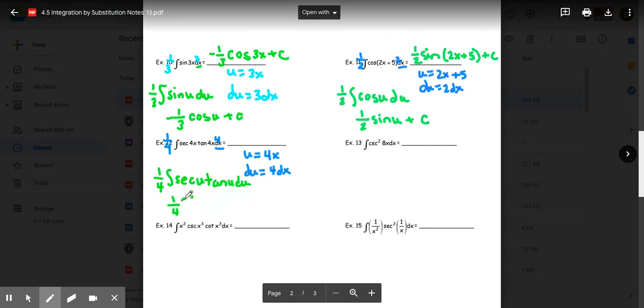If you think backwards, what can I take the derivative of to get secant tangent? And that is just secant. So the integral of secant tangent is secant u plus c. You had these all memorized before. You're supposed to still know these. So I'm going to plug back in for u. And my u is 4x, plus c.